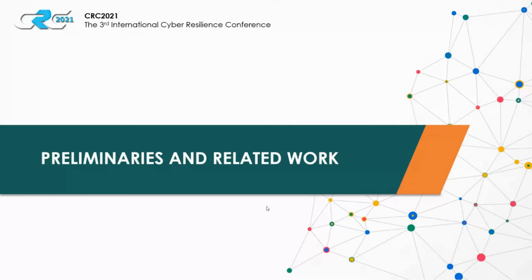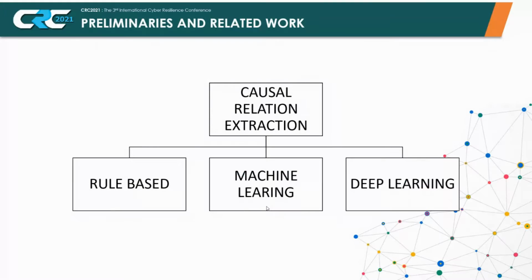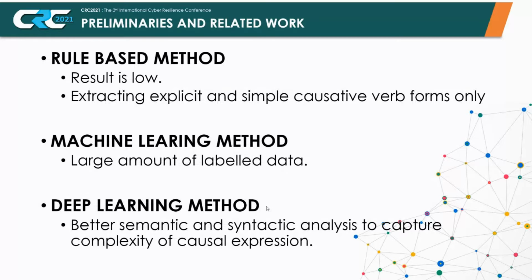For the preliminaries and related work, I would like to discuss the causality extraction techniques here. In order to extract the causality, there are three approaches, which are rule-based, machine learning, and also deep learning. The rule-based method is that we set the rules and find out the causality. However, the result is low and this method can only extract explicit and simple causative verb forms. The next approach is machine learning, which uses existing tools such as NER and POS to extract the causal relation. But a large amount of labelled data is needed and many errors are found.